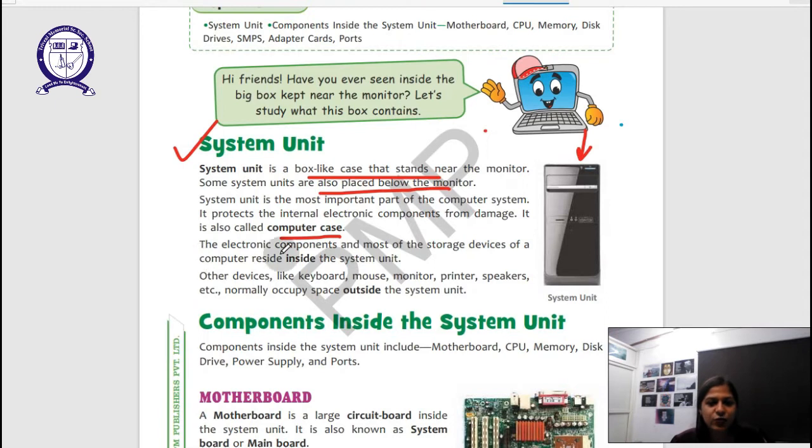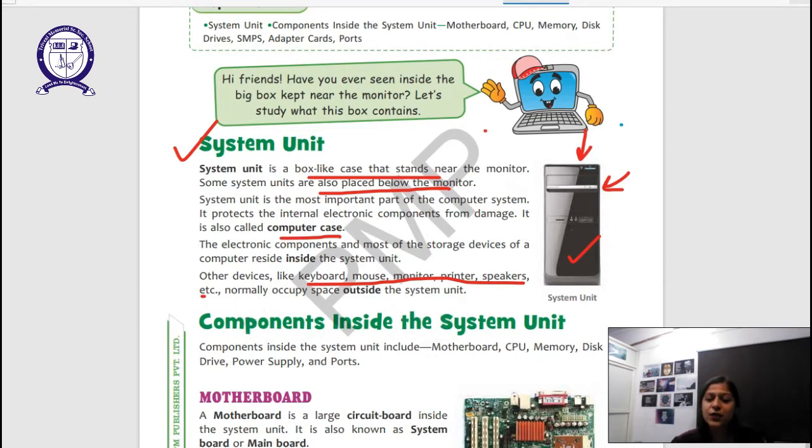Then we have electronic components, and most of the storage devices of a computer reside inside this. All the processors and storage devices, like the hard disk or our RAM and other things, reside inside this computer case. While the other devices which are attached to our computers externally, such as keyboard, mouse, monitor, printer, speakers, etc., normally occupy the space outside the system unit.